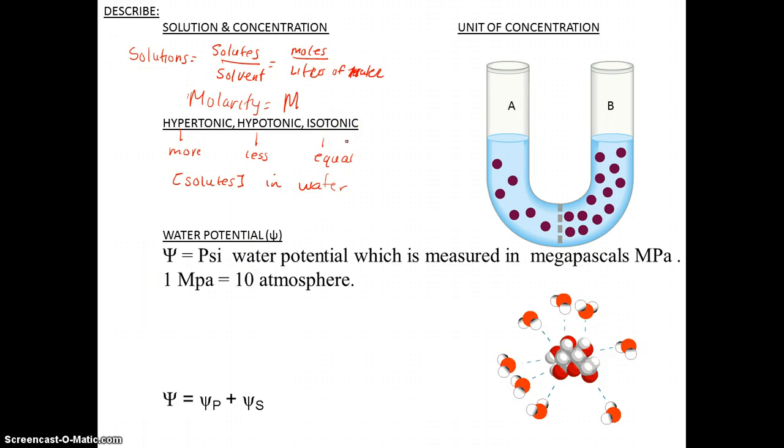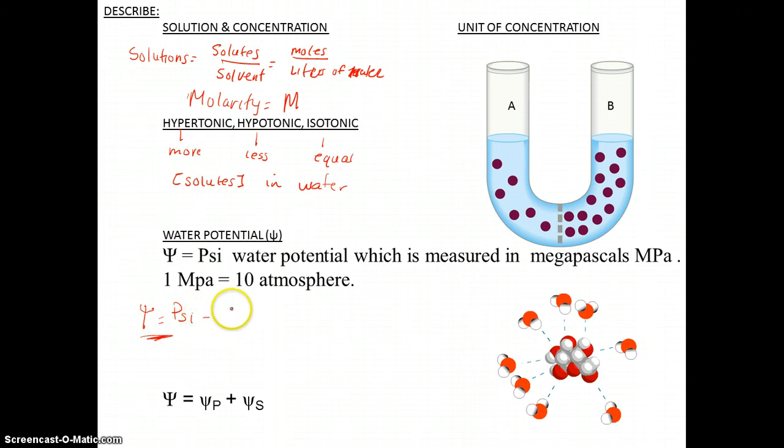Besides hypertonic, hypotonic, and isotonic, we also use the term water potential. When we talk about water potential, we're talking about the concentration of water from one area to another. It's represented by a symbol called psi. Think of Poseidon's trident.